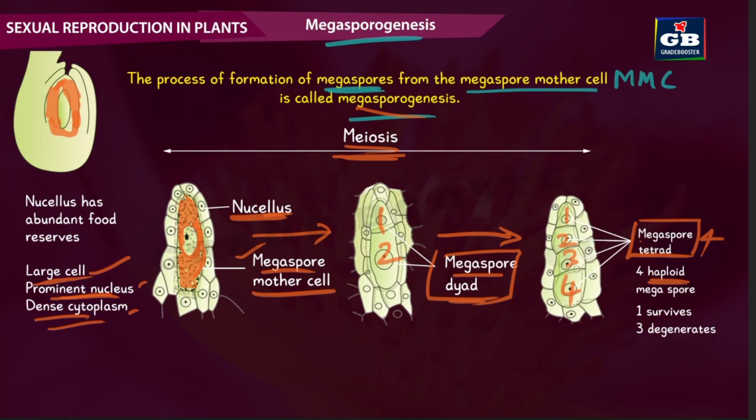These four megaspores are not all going to develop into an embryo sac. Only one survives and three degenerate. Three cells degenerate, and only one survives for the further process. So this is how the megaspore tetrad is developed from the megaspore mother cell.